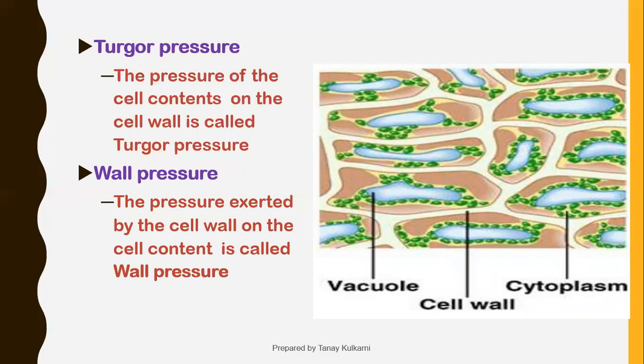When turgid, the cell is somewhat in a balanced state. Always remember, no more water is entering or leaving it. It means turgor pressure will counterbalance the wall pressure. Correct? Therefore, there is no further absorption of water.